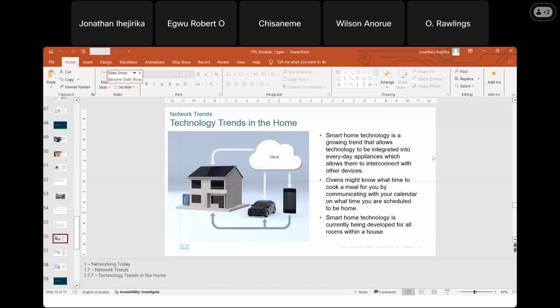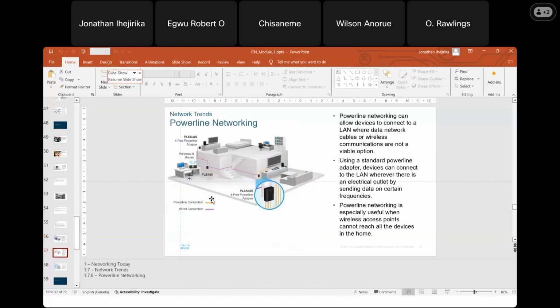So there are some advanced cloud home appliances. Some IoT devices are implemented in some ovens, and it will tell you when to cook your meal and also remind you on your calendar via your phone. Smart home technology is currently being developed for all rooms within a house. And of course, they also make use of the cloud.